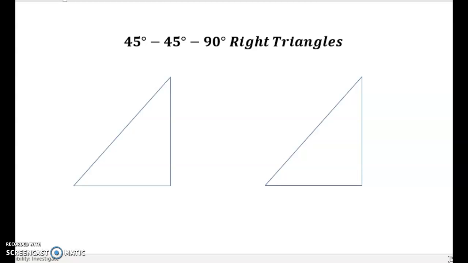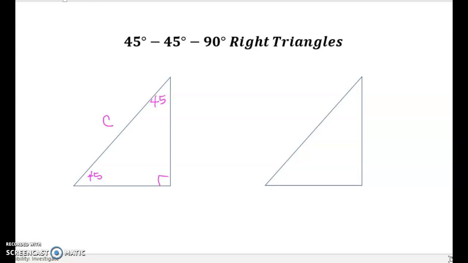Hi guys, today we're going to do a little geometry review. Remember when we were in geometry and we studied 45, 45, 90 right triangles? We learned some specific formulas for their sides.